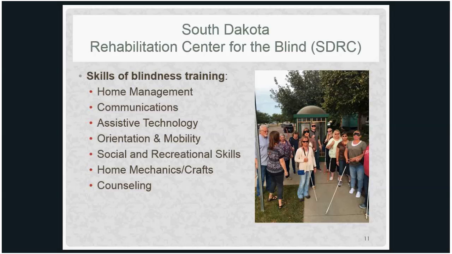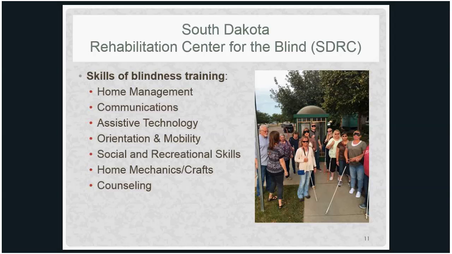Communications, such as identifying coins, learning how to fold your dollar bills a certain way in order to identify this is a $5 bill, this is a $10 bill, that sort of thing. Telling time. They have writing guides. They help as far as writing checks, that sort of thing. And they also teach Braille there.